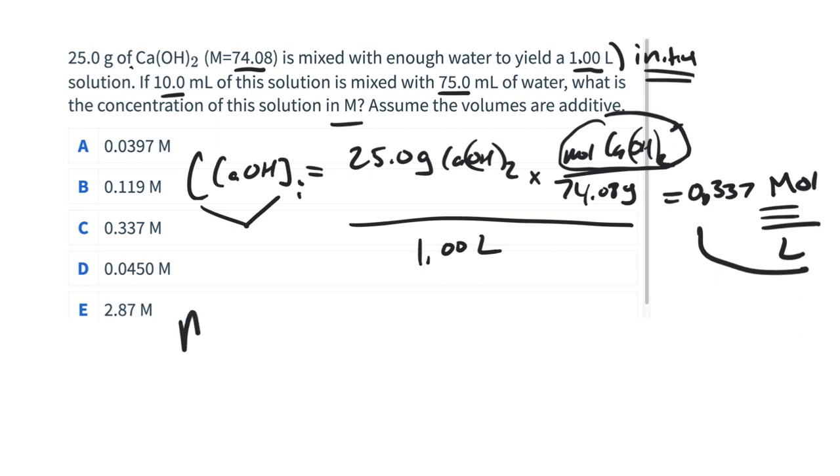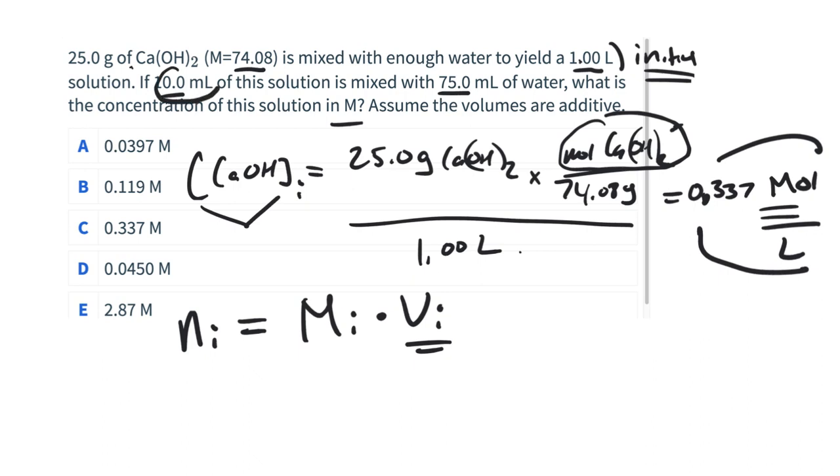So I could write that the moles in this initial solution, where I have a liter of it, I could calculate that initial moles by taking this initial molarity that we just calculated and then multiplying by the initial volume. Now, the initial volume might be where I take 10 milliliters of that solution. So we just prepared a liter, and I'm going to take 10 milliliters of it.